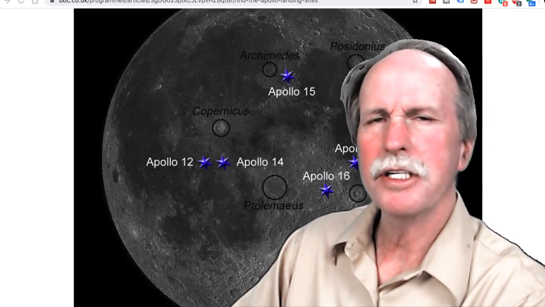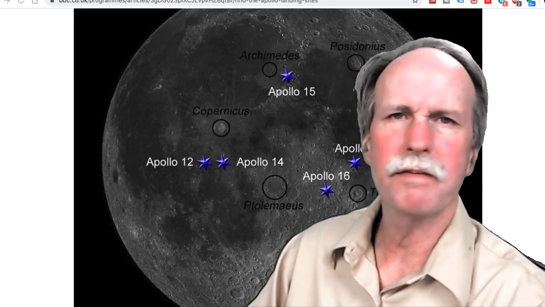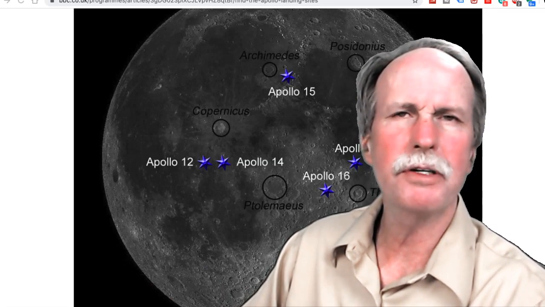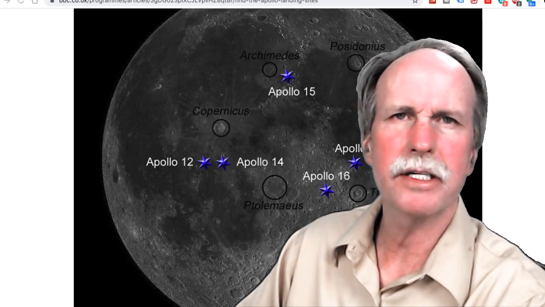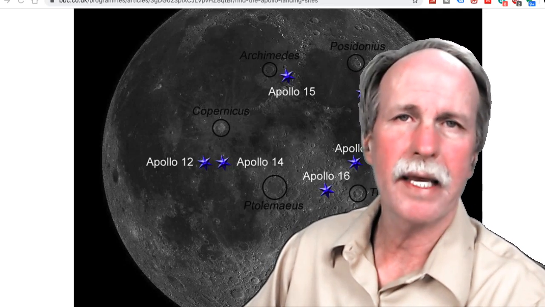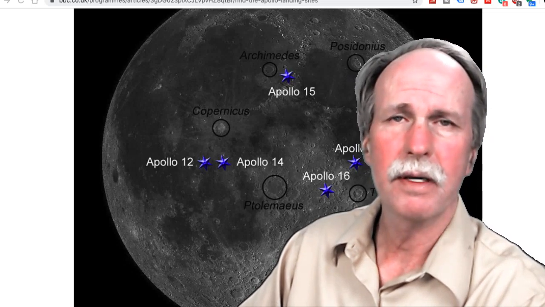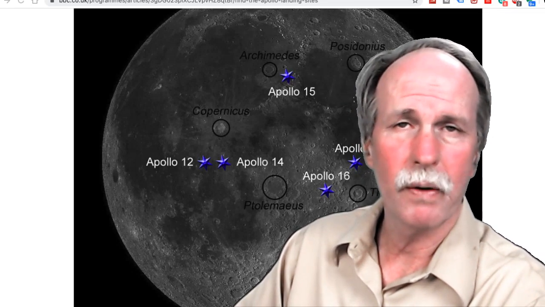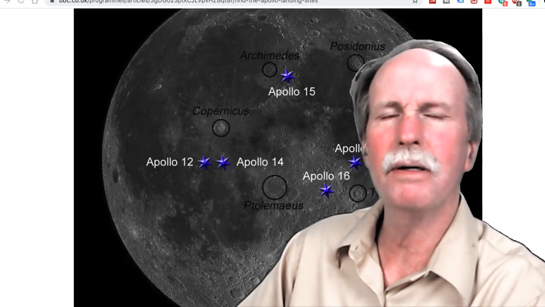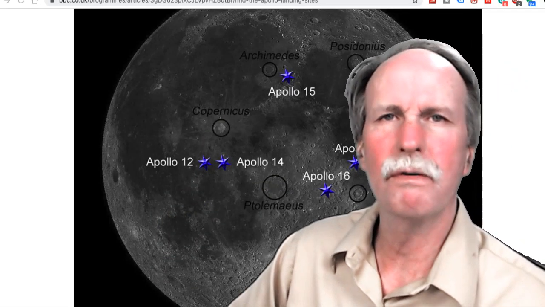However, just for interest, I thought it would be nice to kind of point out where the Apollo landing sites were. Now, in the future, I'm going to do an entire series on the surveys of the Apollo landing sites on the moon and what we can and cannot see from the Earth. But I thought I would just point out where they were, so when you look up at the moon, you can say, that's where Apollo 11 landed. So let's go over them real quick.